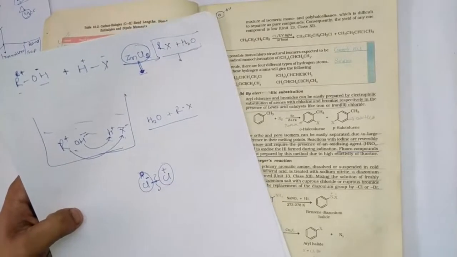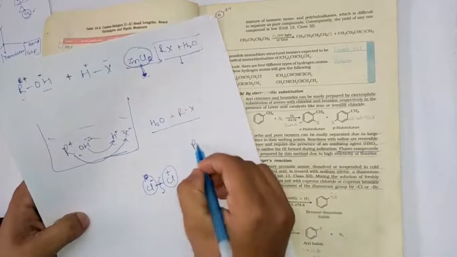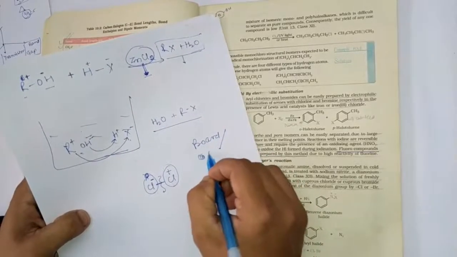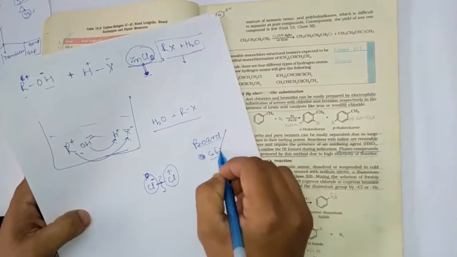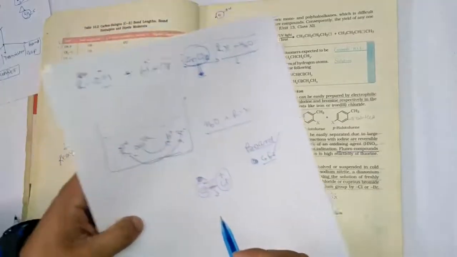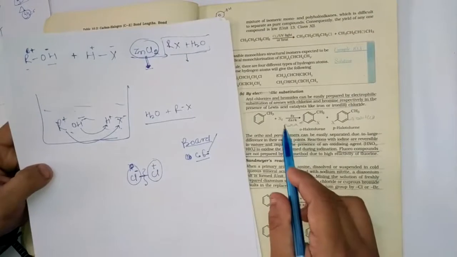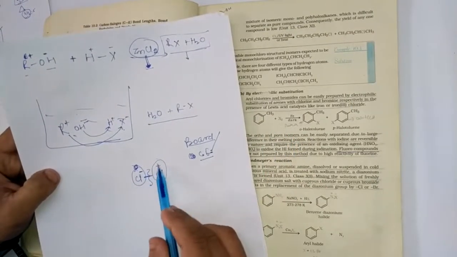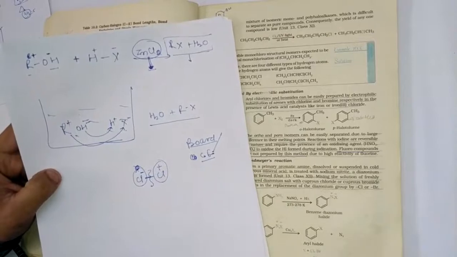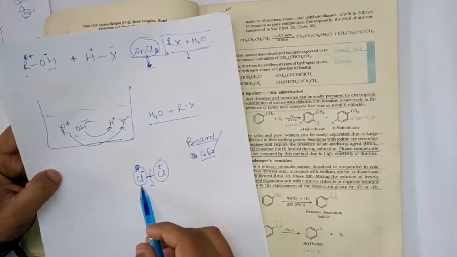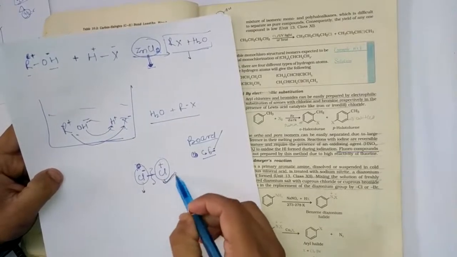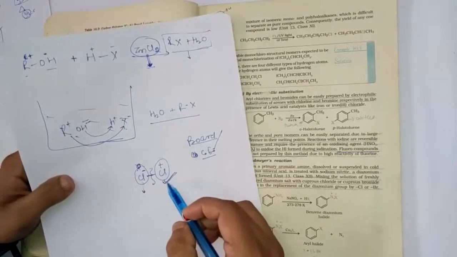Now, a very important question which has already come in boards as well as competitive exams. You have to focus on it. The question was: in the electrophilic substitution of this group, which one is the attacking reagent? Many of you will answer that Cl minus is the group, but Cl plus is the attacking reagent.